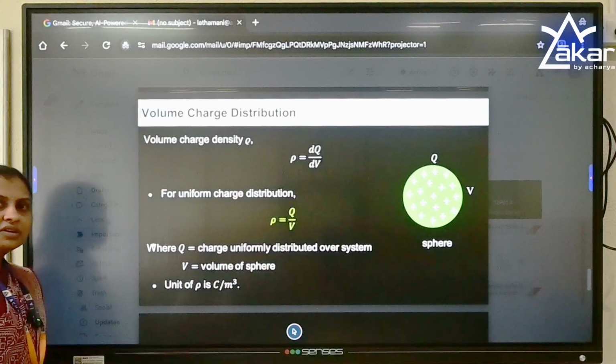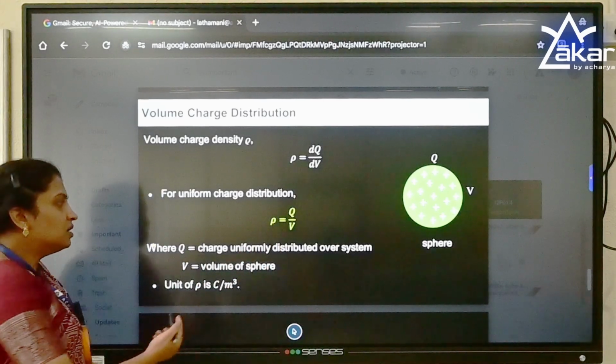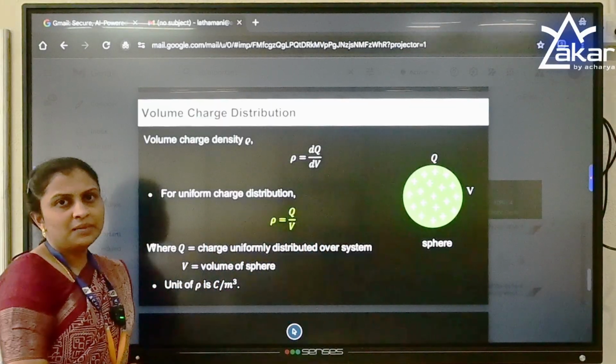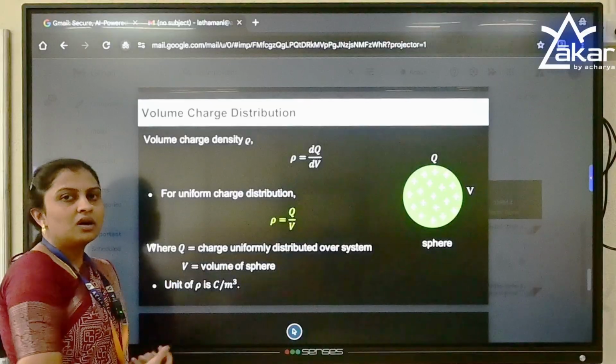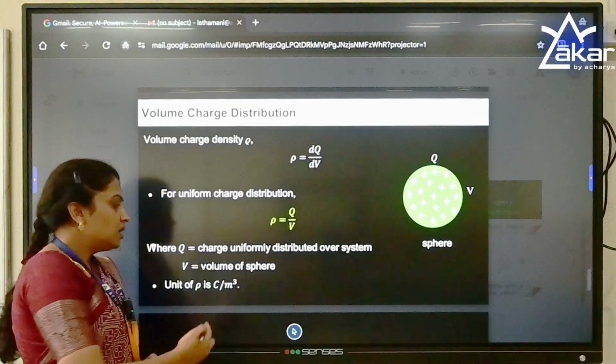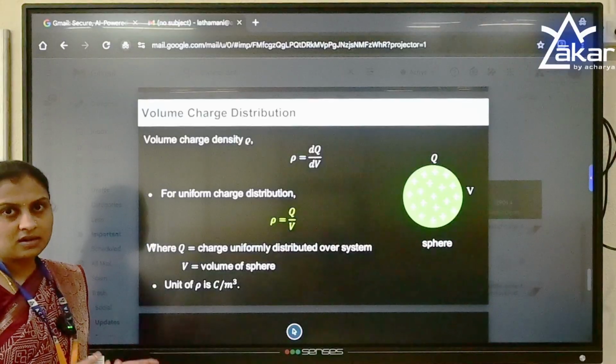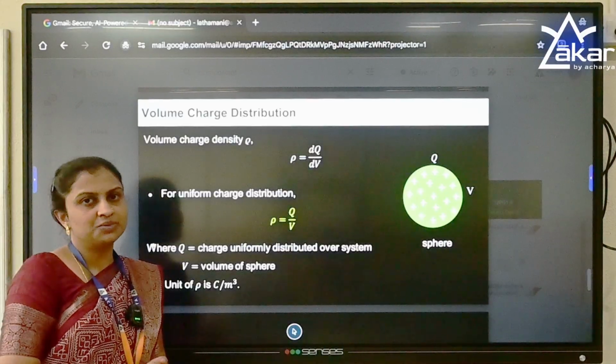Then what is the SI unit of volume charge distribution? Here Q is in coulomb and volume is in meter cube. So the SI unit of volume charge distribution is coulomb per meter cube. So these are the types of continuous charge distribution.